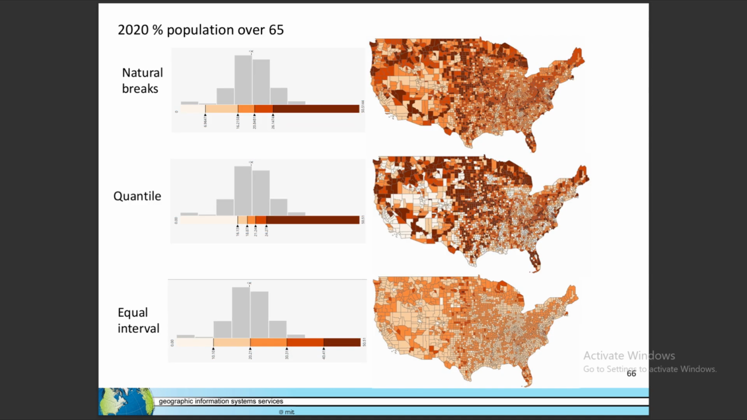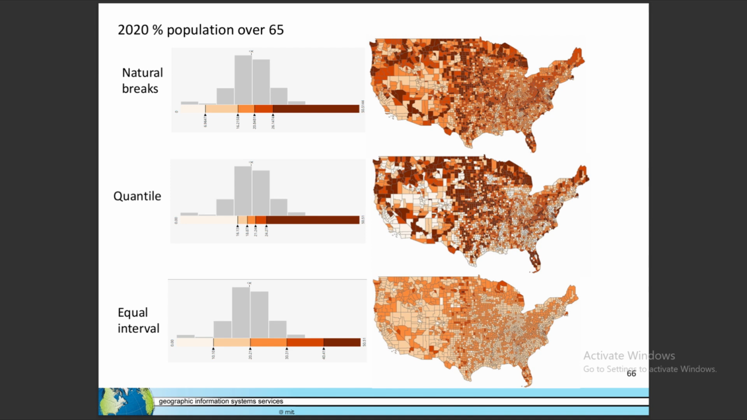This slide shows the same dataset, 2020 U.S. county-level percentage of population over 65, mapped 3 ways using natural breaks, quantile, and equal interval classification. Look at how dramatically different the maps look. Natural breaks shows strong clustering.